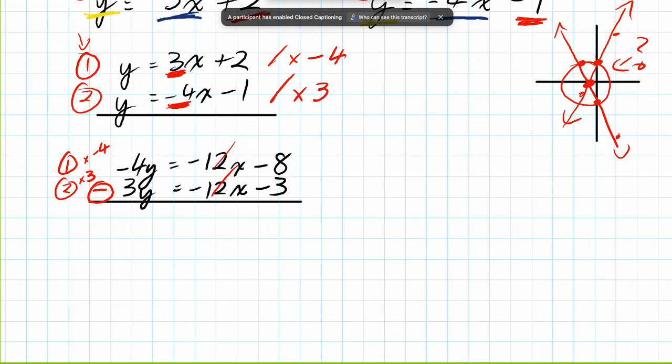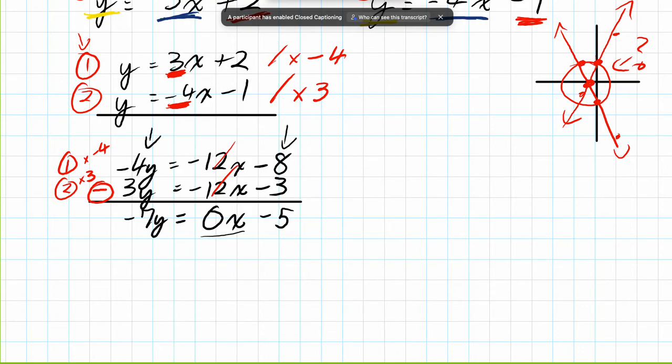This variable is going to have a coefficient of 0. -12 subtract -12 is the same as -12 plus 12, which gives us 0x. And that's really important because essentially x disappears. But I also have to carry out that operation on the y's and the constants. So -8 subtract -3 is the same as -8 plus 3. That'll give me -5. And -4 subtract -3 will give me -7y.